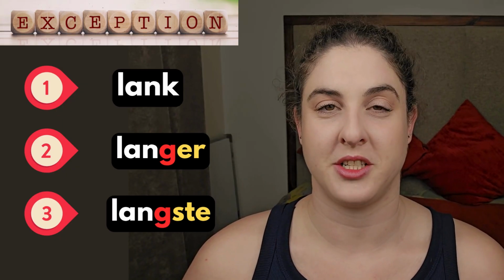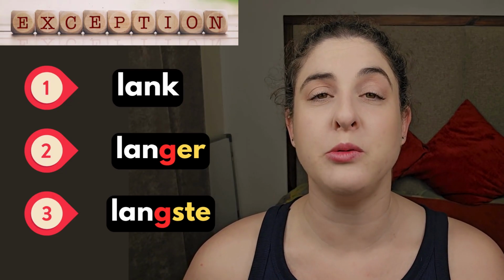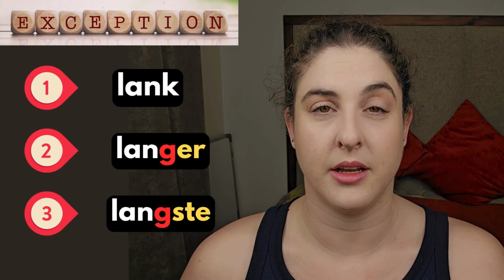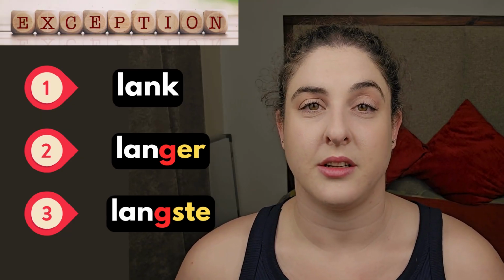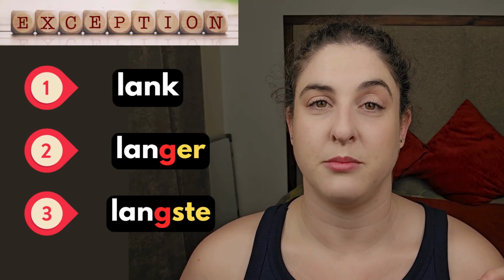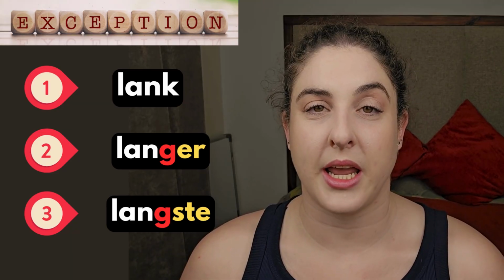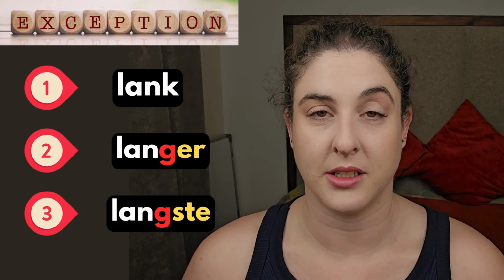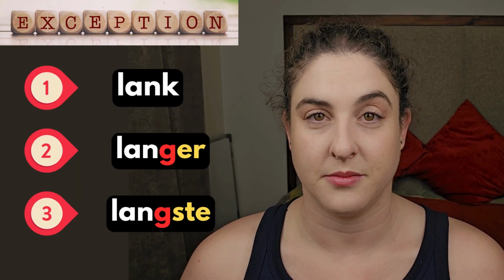Diep, dieper, diepste. And the first exception, we have lank, but then when you change it, you don't say lanker. It's the one word where you say langer, langste. So the K is only in the initial base form, but then it changes to a G. This is not the case with all words that end on NK. It's the case specifically for lank. So it's lank, langer, langste.